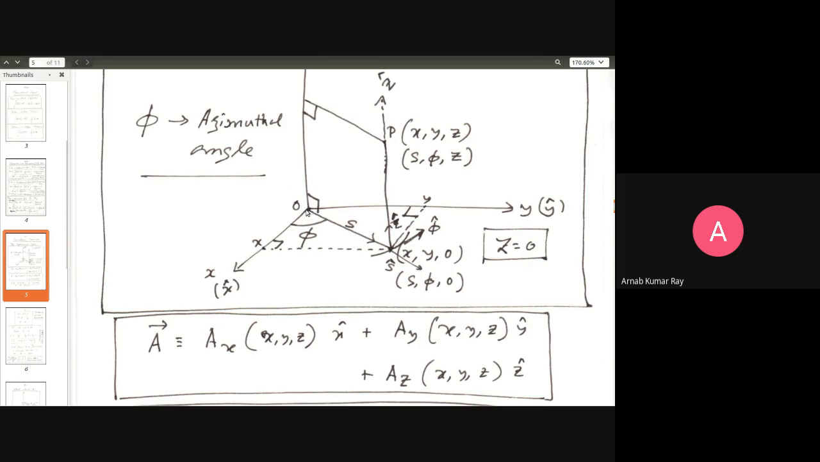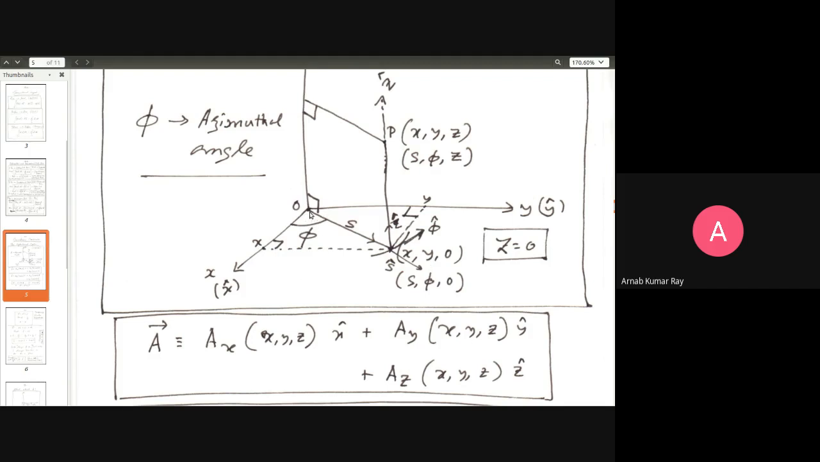But this path s has to make an angle phi with respect to the x-axis. S makes an angle phi with respect to the x-axis. So without that value of phi, you will be uncertain as to where you are on a circle of radius s.